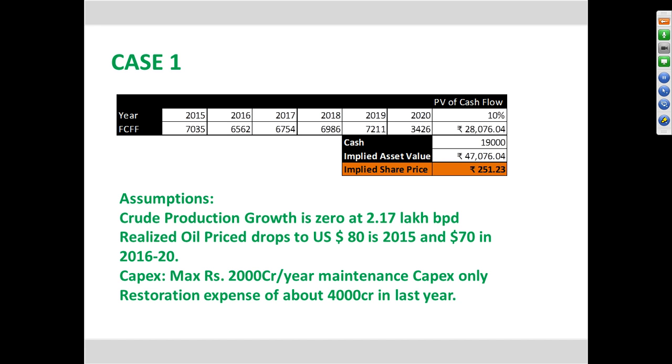Even if you look at the realized price, typically Cane India has been generating about $10 less than the Brent crude price. So I'm assuming that this year they are just going to get a realized price of $80. They got about 92 last year. I'm assuming this year they will just get $80, and over the next 4 years, from 2016 to 2020, they'll just get $70. And I tend to get a valuation for their cash flow of 28,000. They already have cash of about 19,000 crores from their Q1 statement, giving me a share price of just 251 rupees.